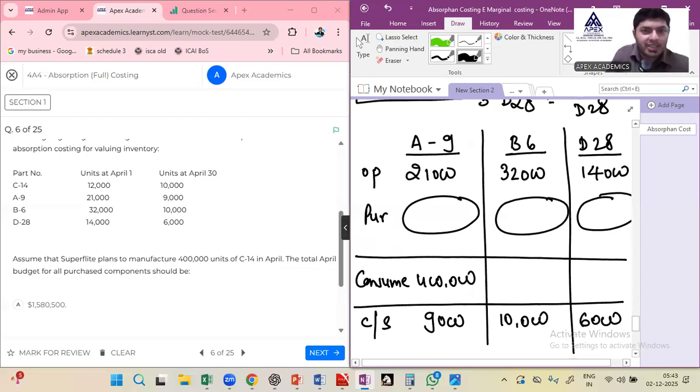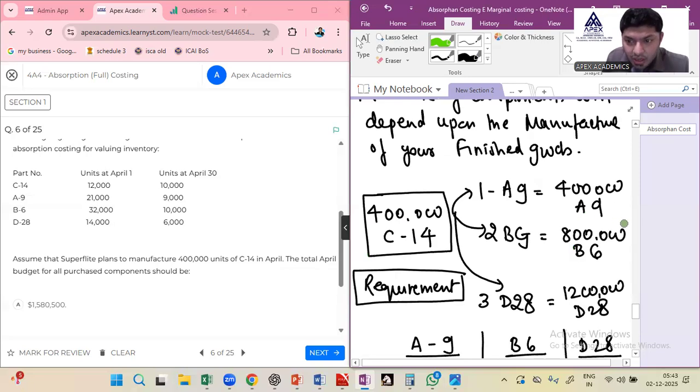Now, let us please write down this equation so that we never forget it. Our purchase is equal to consumption plus closing stock minus the opening stock. Consumption plus closing stock is 4,09,000. So 4,09,000 minus 21,000 gives me 3,88,000 of purchase.